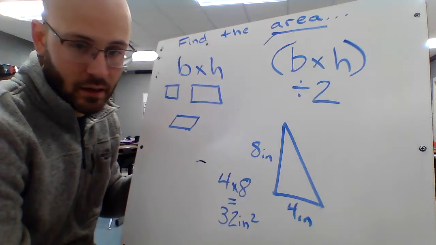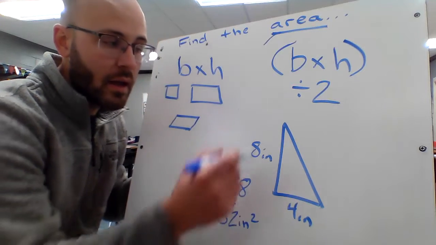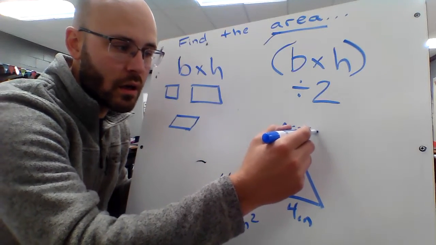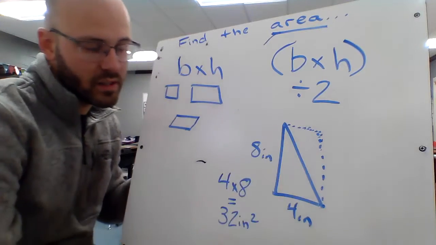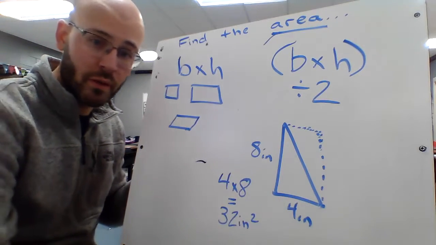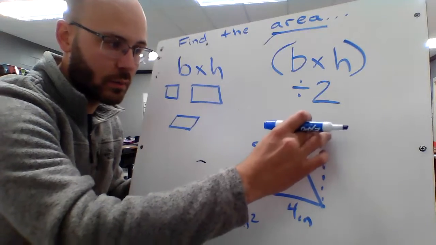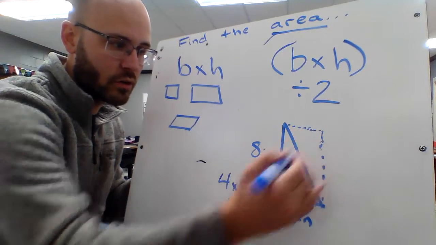It's not a rectangle, it's not a square. If it was, sorry, I made that look kind of weird, but if it was a square like that, it would have been 32. Make that corner look a little bit nicer. It would have been 32.